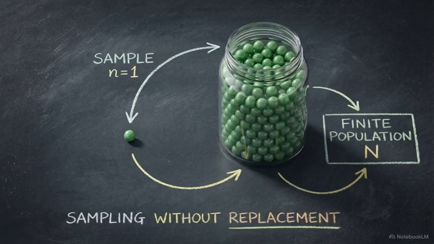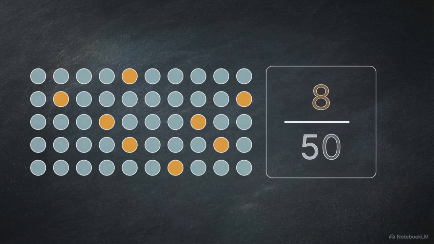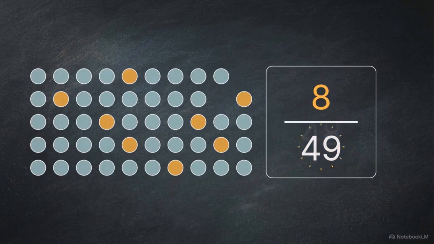This model handles discrete data when we are dealing with a finite population and we are sampling without replacement. Because the total population is small, physically removing an item from the batch permanently alters the denominator. The mathematical probability shifts dynamically with every single draw.